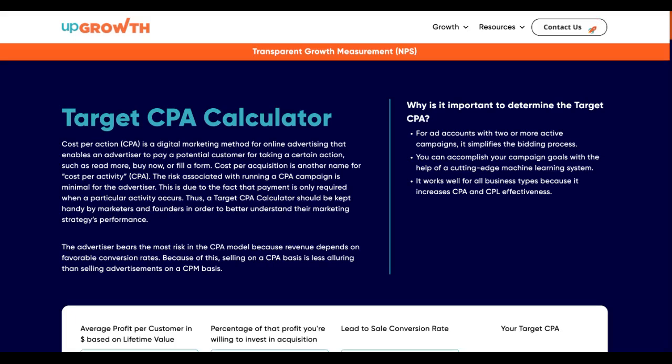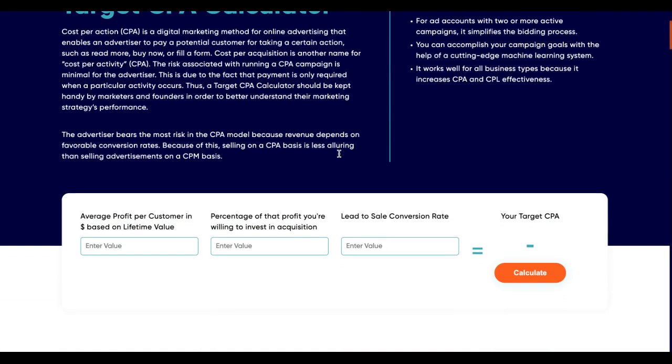In today's video, I will walk you through our target CPA calculator, also known as target cost per action or cost per activity or cost per acquisition calculator. So this nifty calculator will help you understand your CPA, which is cost per acquisition bidding, to optimize your data and your ad campaigns. So let's dive into it.